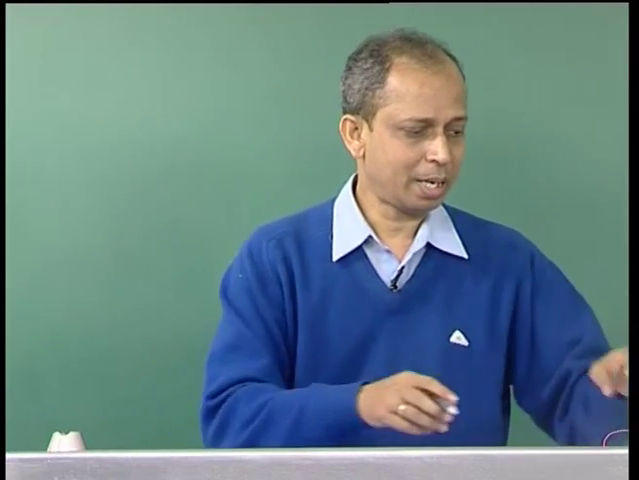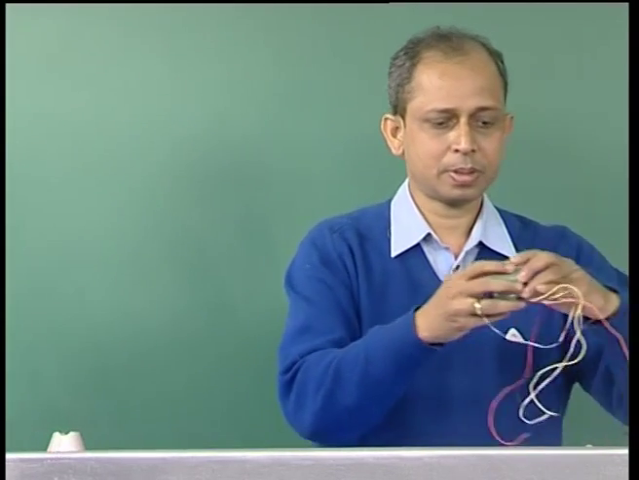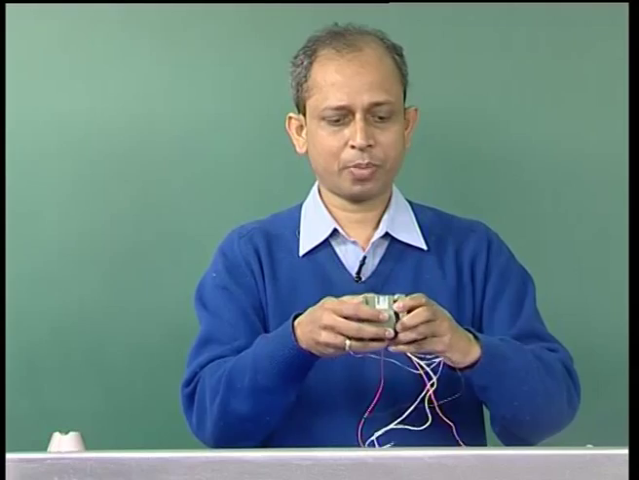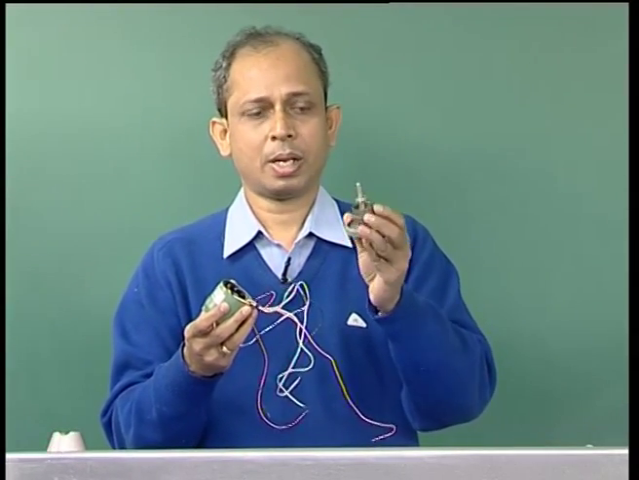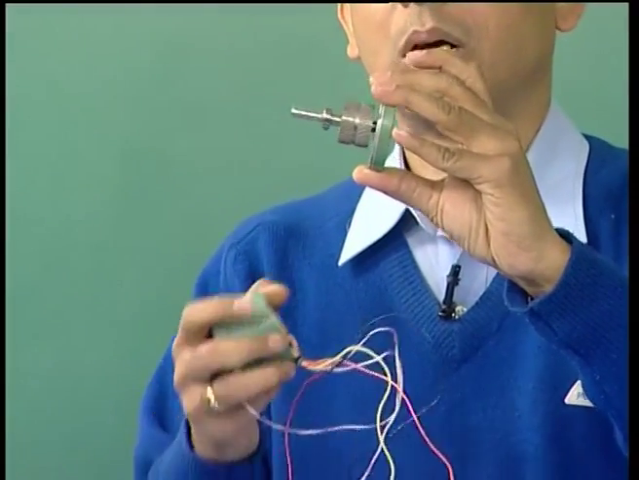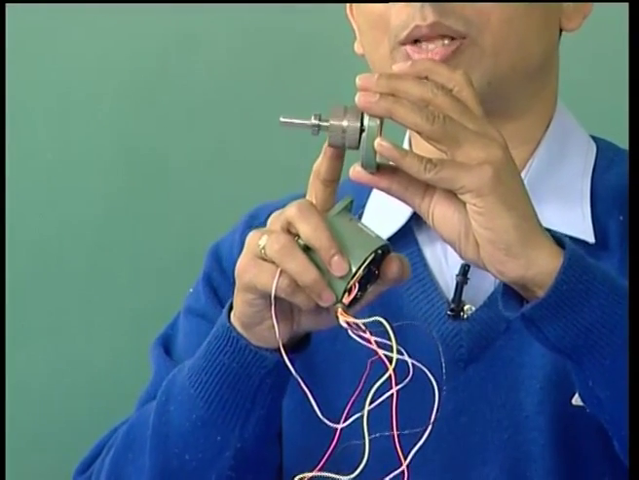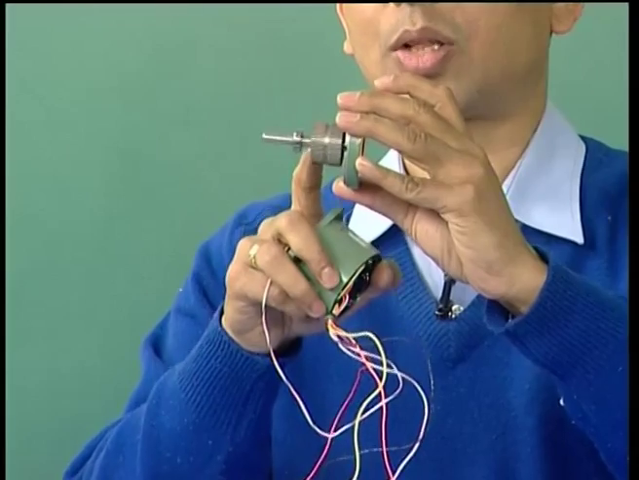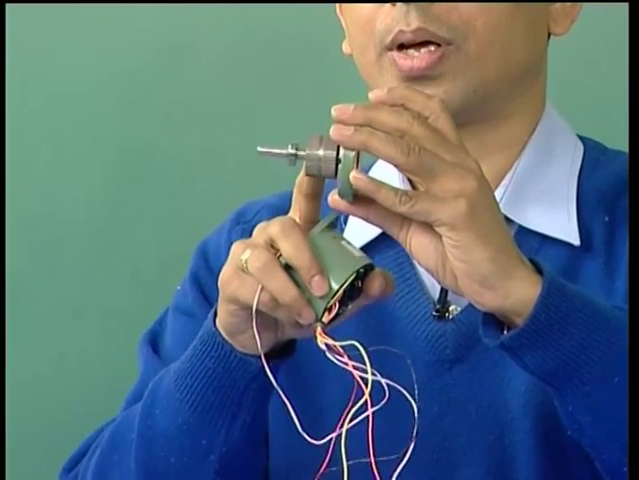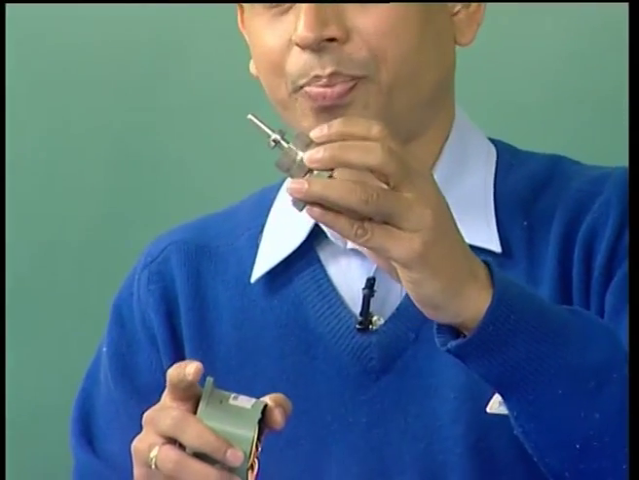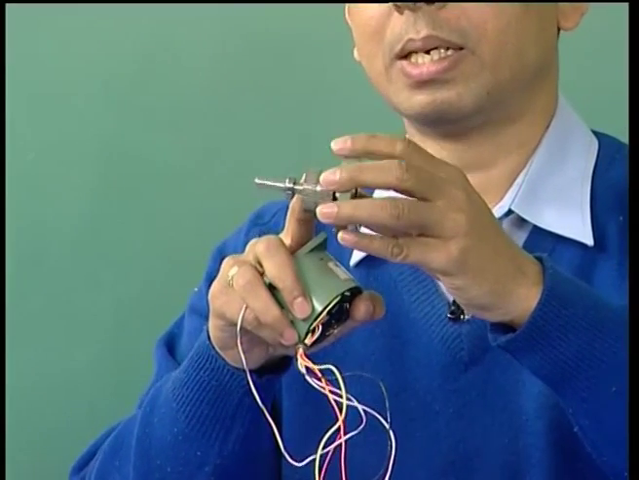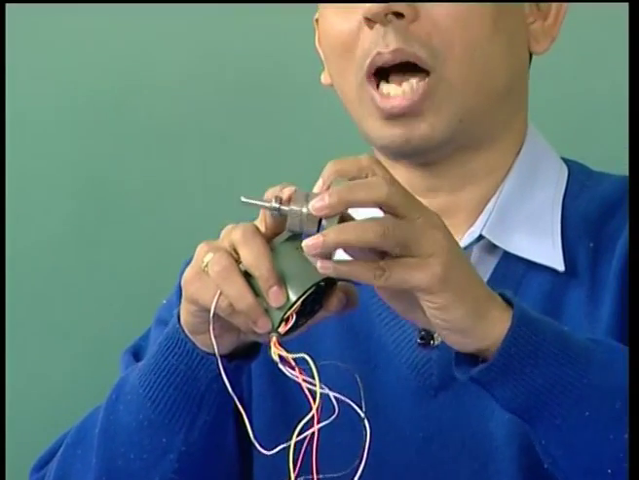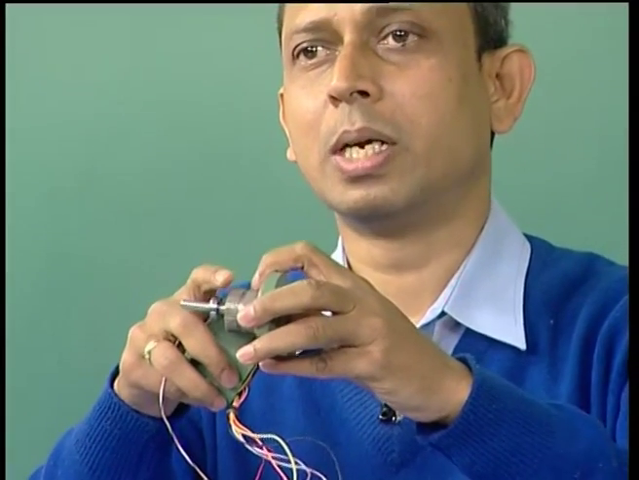This is an example of a hybrid stepper motor. If you see this stepper motor, this is a hybrid stepper motor. This is the rotor. The rotor has got teeth and slots, and this is a permanent magnet. So, this rotor is a permanent magnet. In addition to that, we also have variation of reluctance due to the slots and teeth.